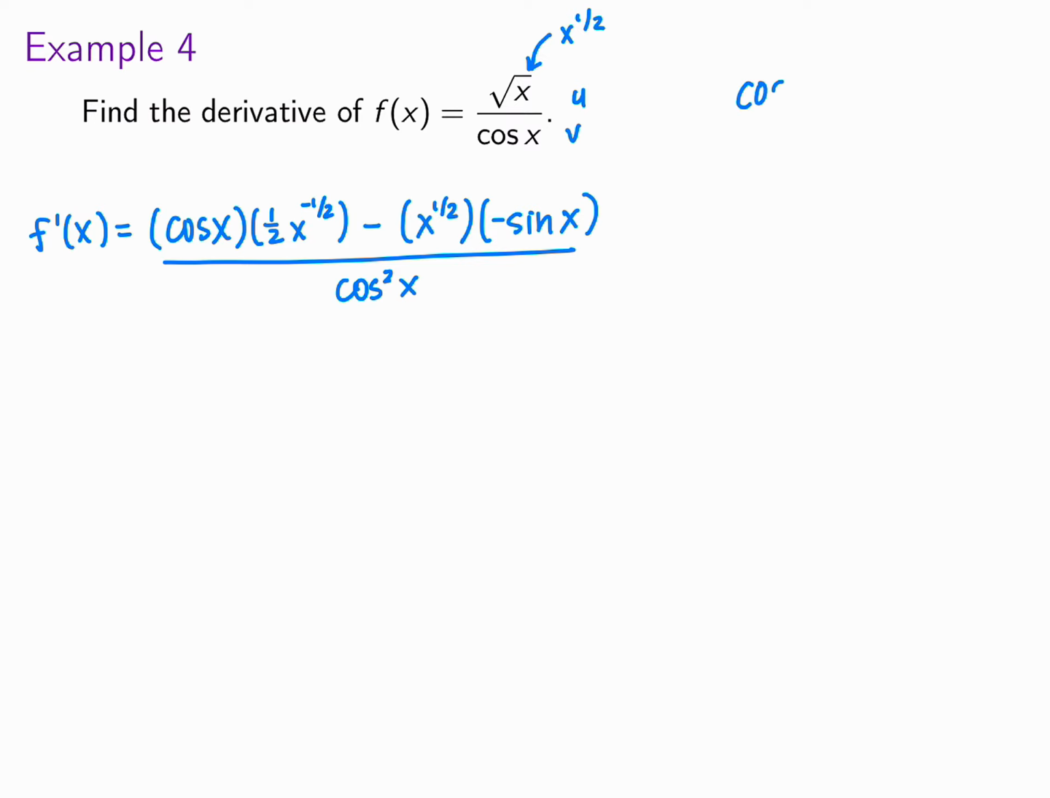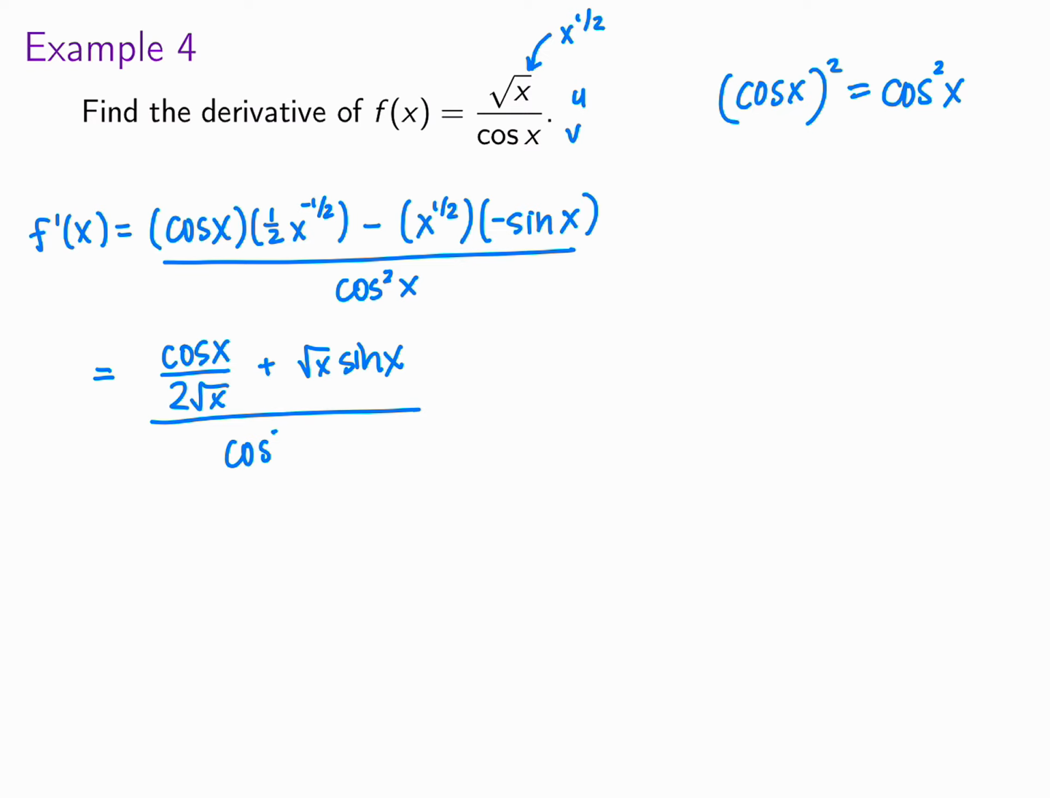Remember that cosine x, if we're squaring that whole thing, the shortcut way to write that is cosine squared x, with your square right there. Okay, looks like we should probably do some simplifying here to make this look a little bit better. What can we do? Cosine x, we can do a 2 square root of x in the bottom there. The minus here and the negative times the sine will cancel. So we'll have square root of x sine x all over cosine squared x.